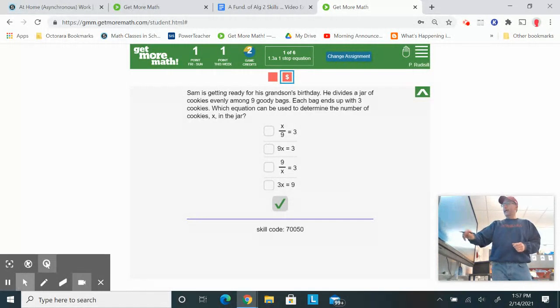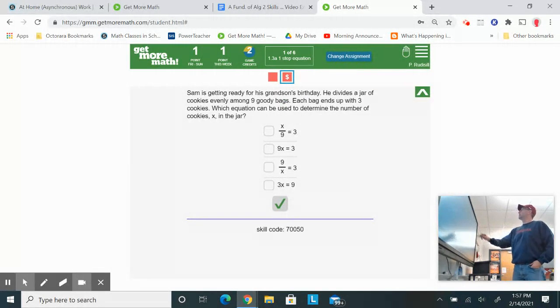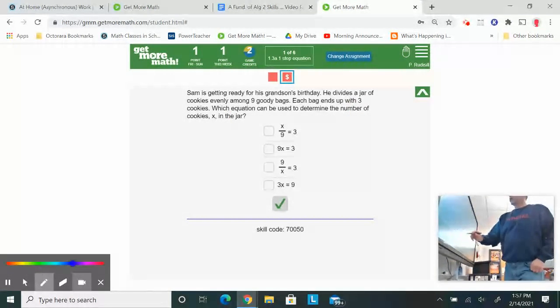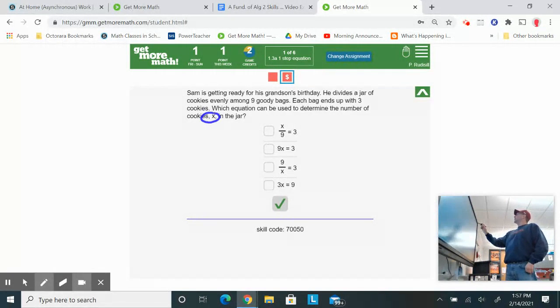All right, this next example. Sam is getting ready for his grandson's birthday. He divides a jar of cookies evenly among 9 goodie bags. Each bag ends up with 3 cookies. Which equation can be used to determine the number of cookies in the jar? So the cookies are the x. He divides a jar of cookies evenly among 9 goodie bags. So I'm thinking, could that be divided by 9? That's right here.